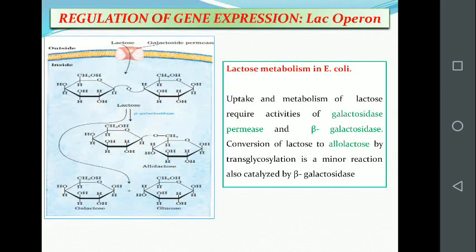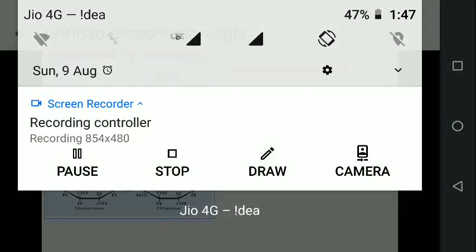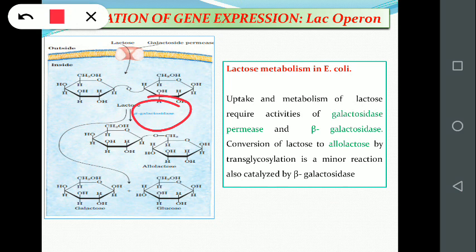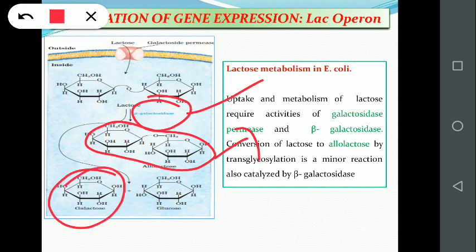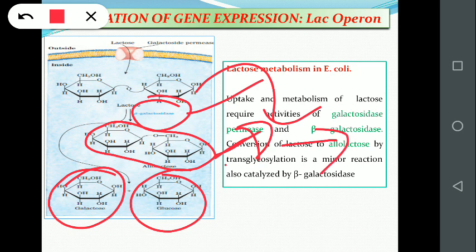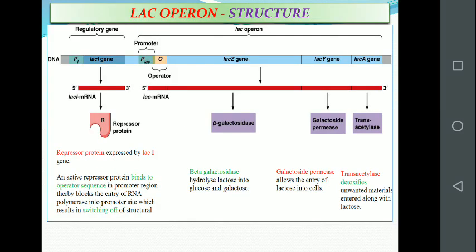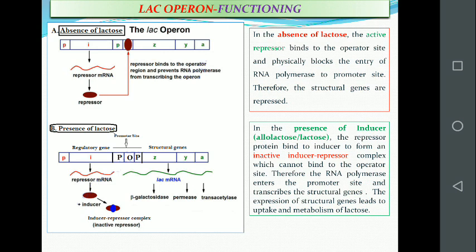Let us go back to this slide. Here, beta galactosidase at lower concentration converts lactose into allolactose. At a higher concentration, it converts lactose into galactose and glucose. Both allolactose and lactose itself act as inducers that bind the repressor and make it inactive. This way, the switching on and switching off mechanism takes place for the lactose operon.